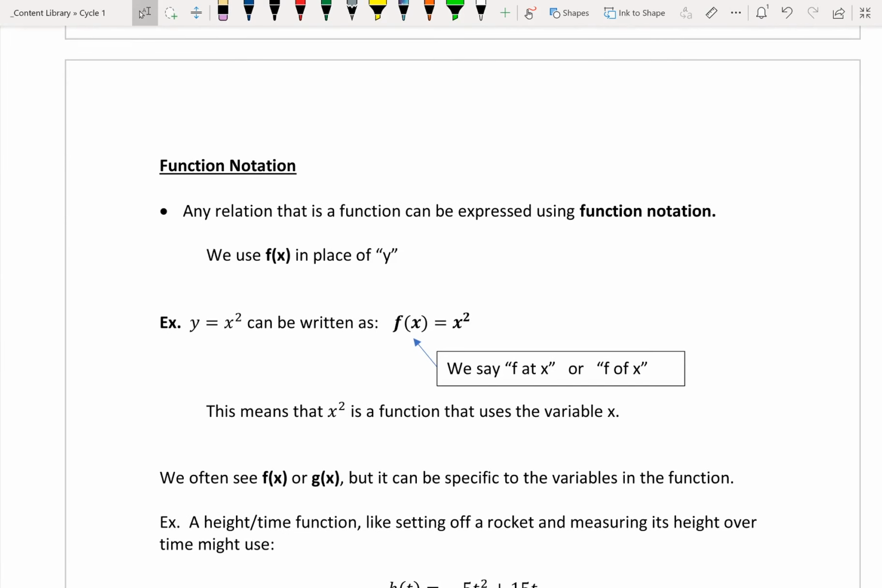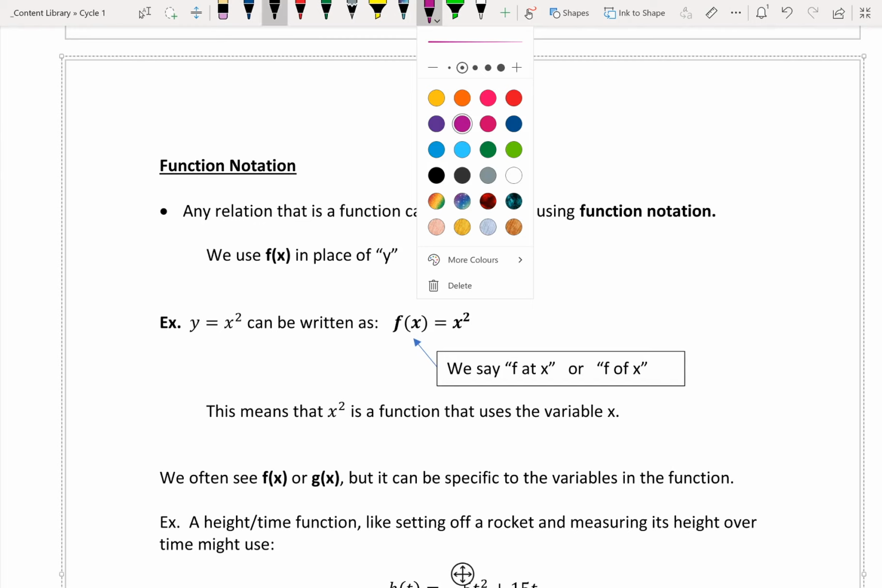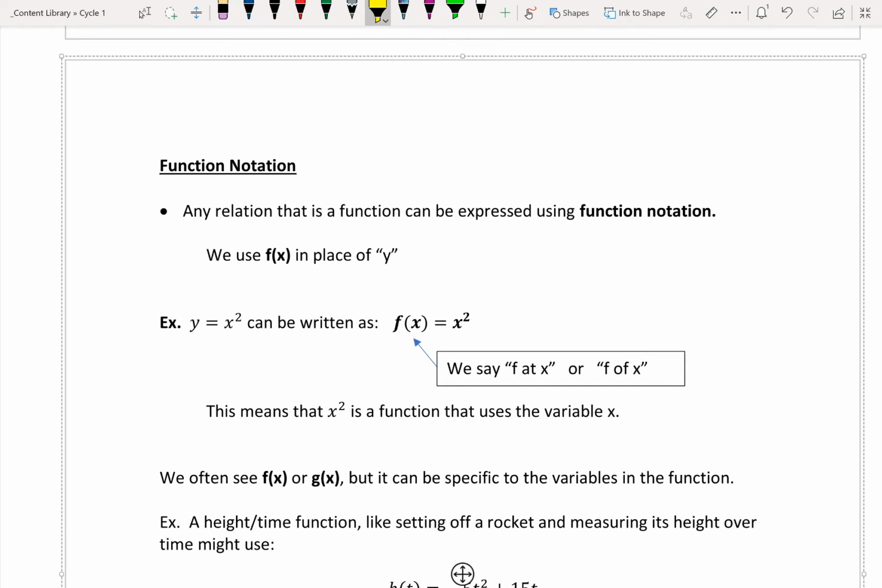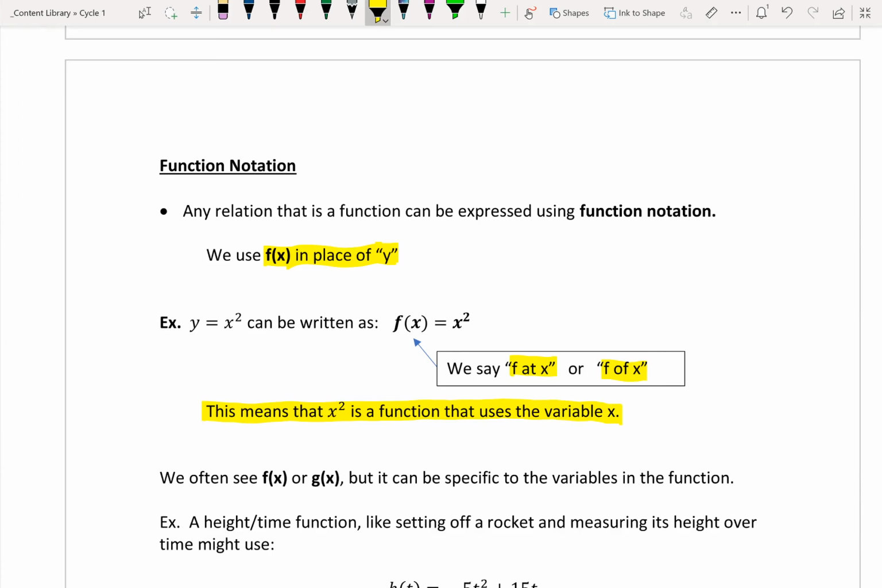The other thing that we're looking at in this note is our function notation. Function notation is basically any relation that is a function can be expressed using it. It's just a different way of writing it. The key thing is we use f of x, or f bracket x bracket, in place of y. So instead of writing, for example, y equals x squared, we can write it as f of x, or f with a bracket x, equals x squared. The way you pronounce it is you either say f at x or f of x. Basically what this means is that x squared is a function that uses the variable x.